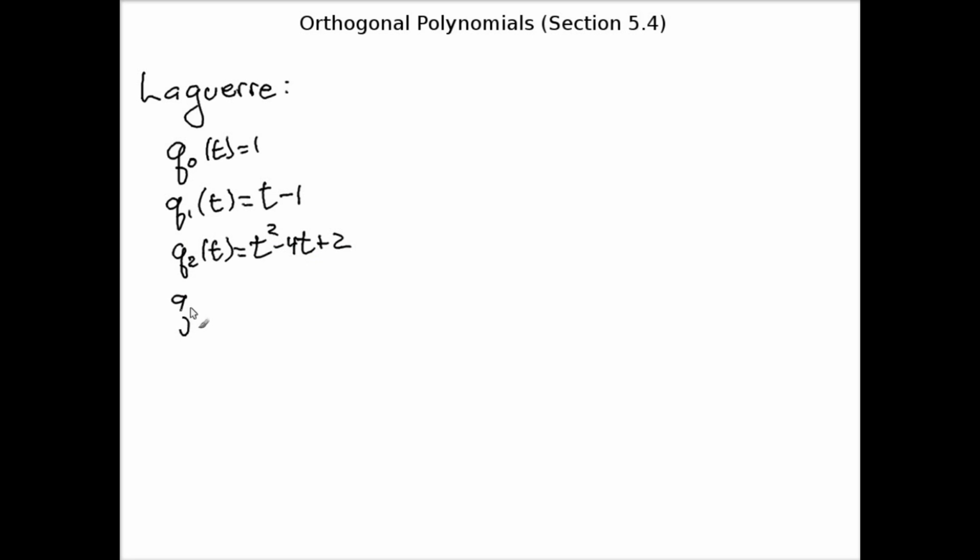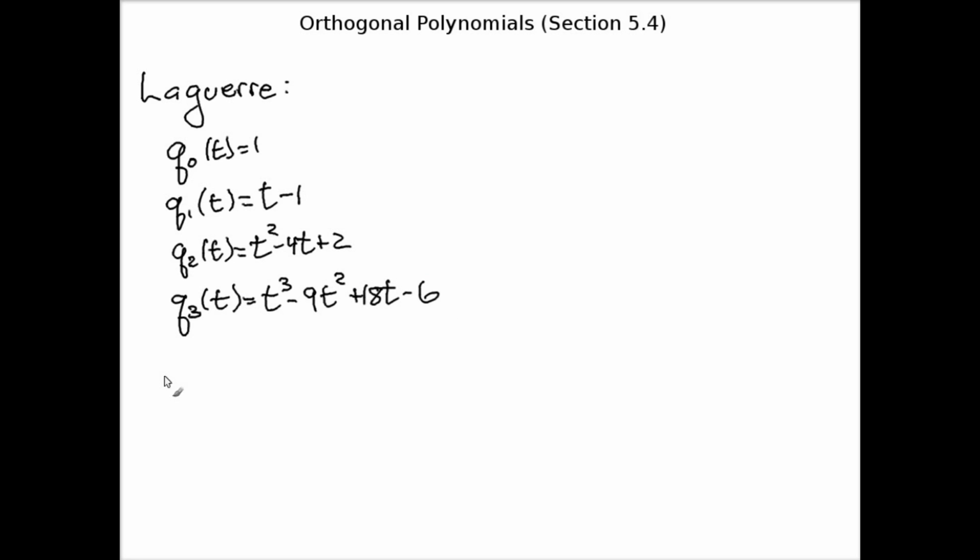So I'll just write down the first few Laguerre polynomials. These are, the first one is Q0 of t is the constant function 1, and Q1 of t is t minus some multiple of 1, and it turns out to be this. And Q2 of t turns out to be t squared minus 4t plus 2. Q3 of t is t cubed minus 9t squared plus 18t minus 6.